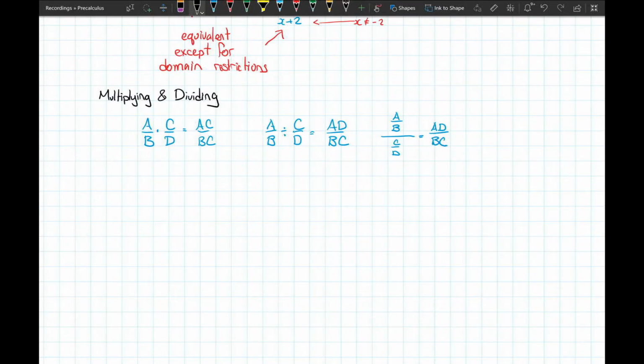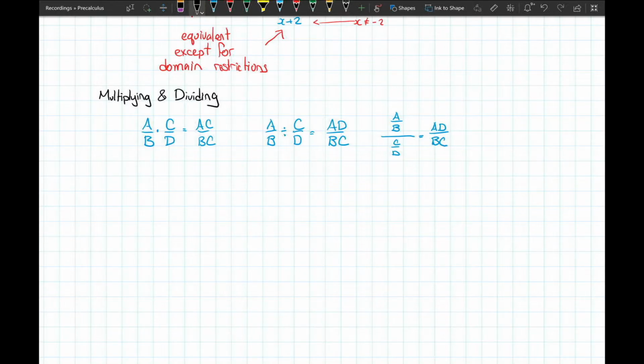Okay, as a reminder here, I've just written out the rules for multiplying and dividing fractions, except I'm using capital letters here, and the capital letters just imagine as being multiple polynomials. So A, B, C, and D could be whatever polynomials are typically involved in your rational expression.